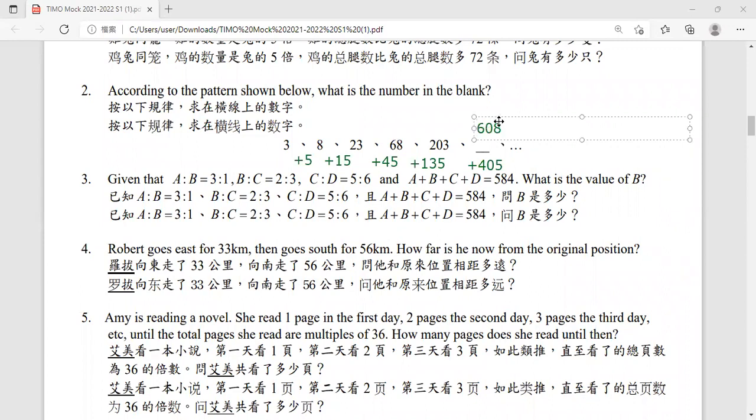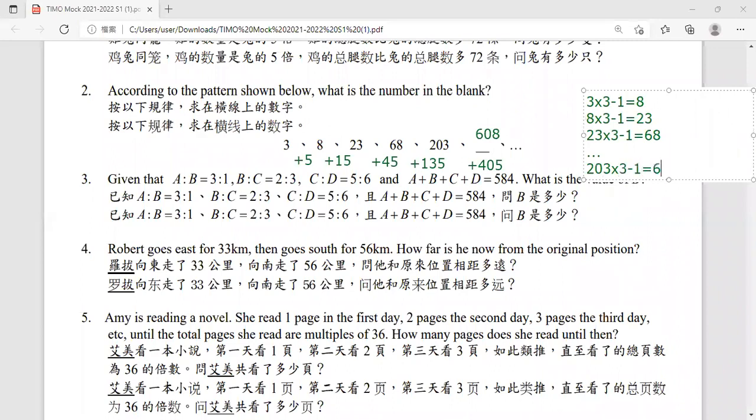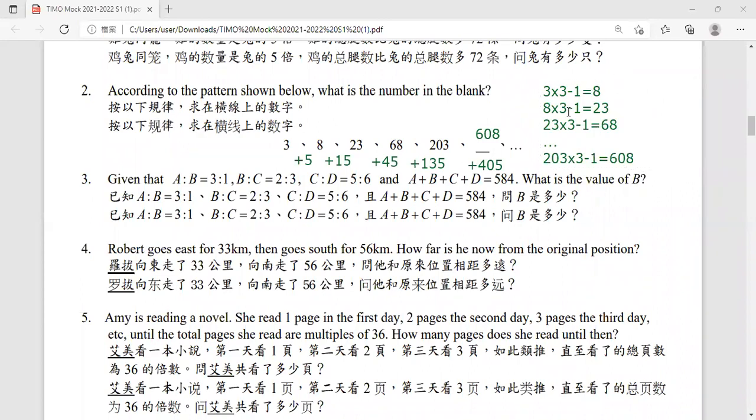Of course, you can do something like this one. Yes, good, 608. But if you are smart enough, you will know that 3 times 3 minus 1 is equal to 8. And 8 times 3 minus 1 equals 23. And 23 times 3 minus 1 equals 68. So the next number is just times 3 and minus 1, and so on. And it turns out that 203 times 3 minus 1 will be equal to 608. It's something like that. Both are okay.